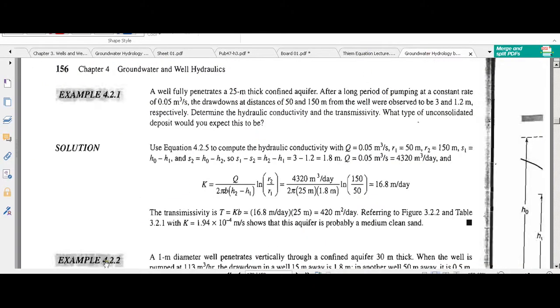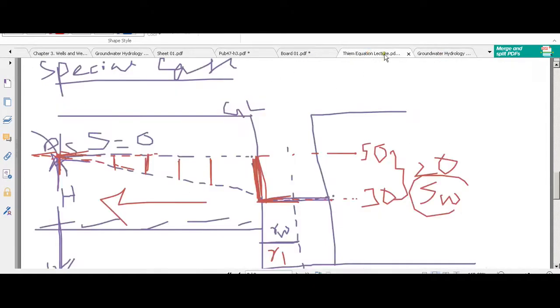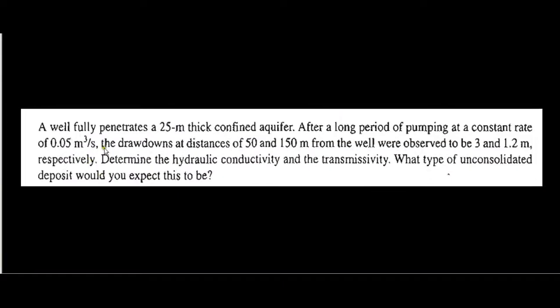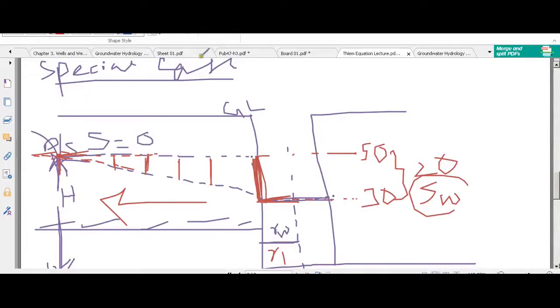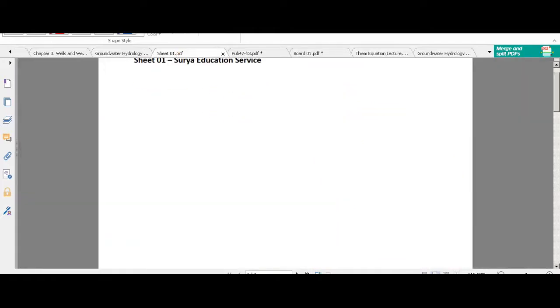So now we can just go to a simple problem. Okay, so now just consider a well fully penetrates 25 meter thick. So what is the thickness? So now that is the problem that I am going to solve. Okay, so now I am going to discuss the problem. So I will open my data sheet. Sheet 1. Right. So now you know all the theoretical stuff. So now I am going to discuss the problem.